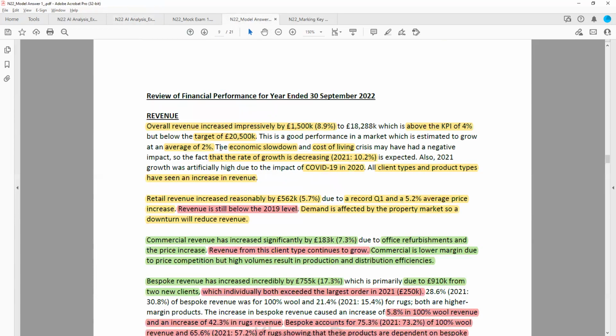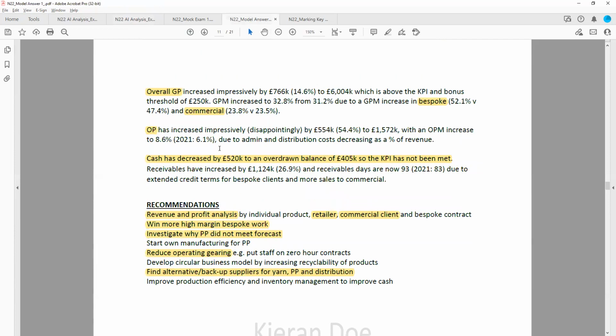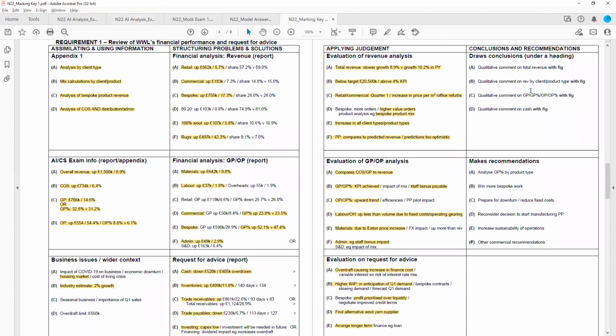So try to get as many down as you can, making sure that you finish the requirement on time, of course. But then you can kind of see with your conclusions and recommendations, as long as you've got a conclusion on every section. So, a comment on total revenue, a comment by client product type with the number which we had. Gross profit and operating profit, but I would want both in there because that's what the requirement asks for. And then cash as well. So you can see how we picked up all of those marks.